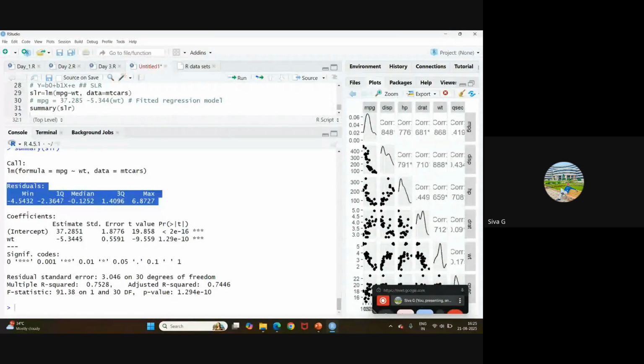Next, coefficients. One is the intercept, the other one is weight. So what model have I drawn? The intercept is 37.8, the same model I have run. Next, minus 5.344 is the coefficient for the regression, that is for weight. Next, standard error.